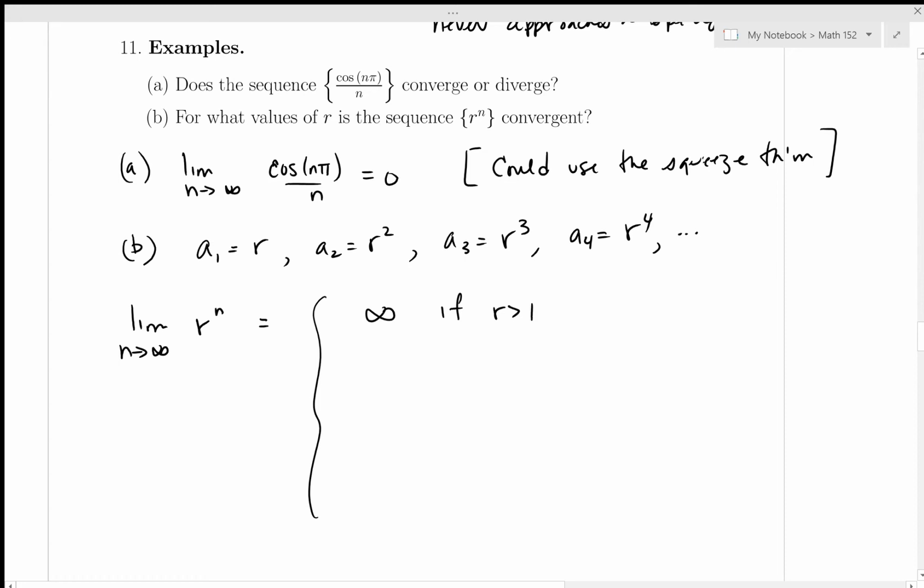All right, what happens if R is between 0 and 1? For example, R could be a half. Then we would have a half squared, a half cubed, a half to the 4th. That's going to go down to 0. So the limit is 0 if R is between 0 and 1.